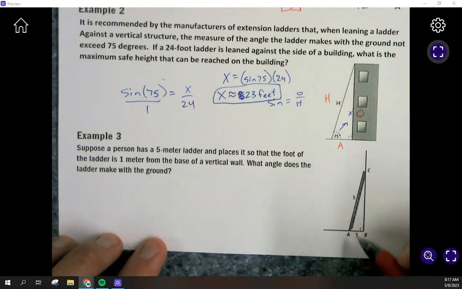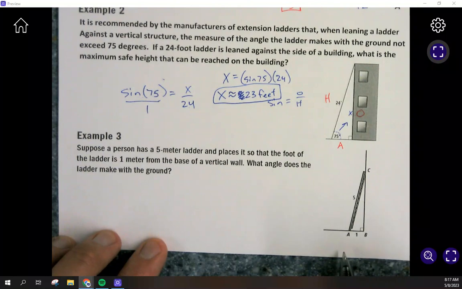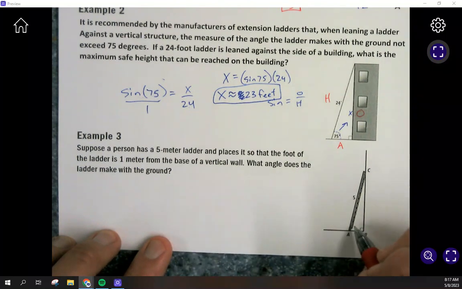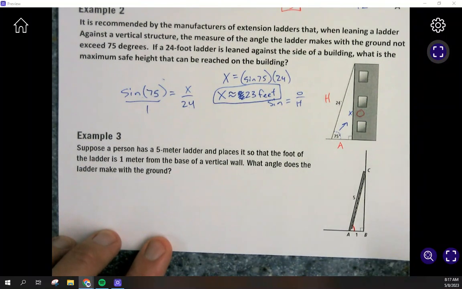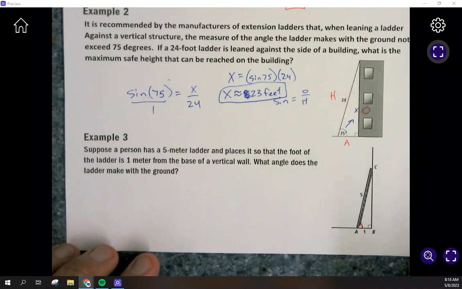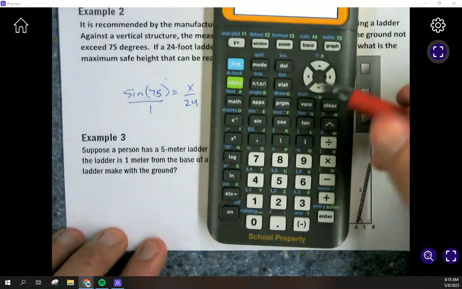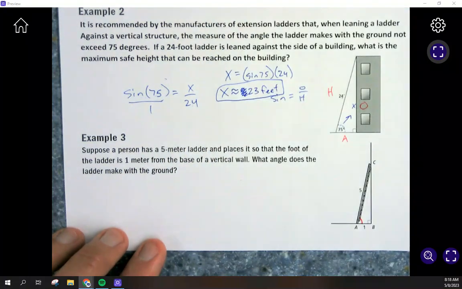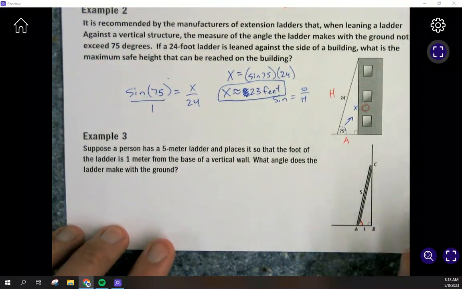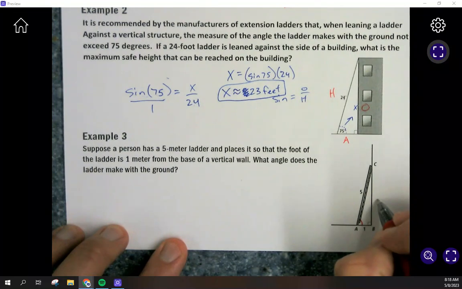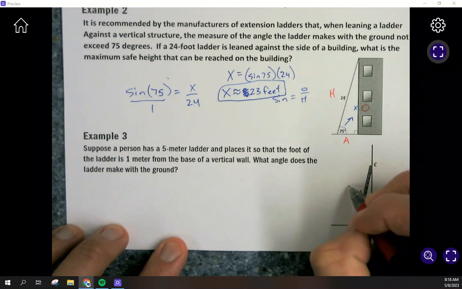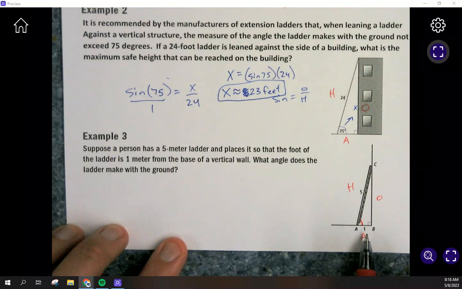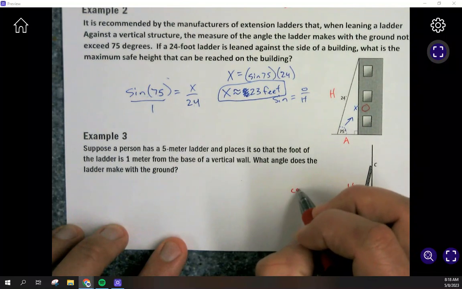You have a 5-meter ladder and it is 1 foot from the wall. They want to know what's the angle that this is making. So remember, when we want to find the angle, we use those inverse functions, sine to the -1, cosine to the -1. That's how we go backwards from the ratio that we've got. So from that angle, here's opposite, adjacent, and hypotenuse. So I'm working with adjacent and hypotenuse, so I'm working with cosine.